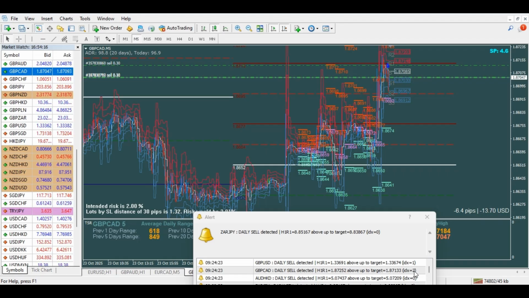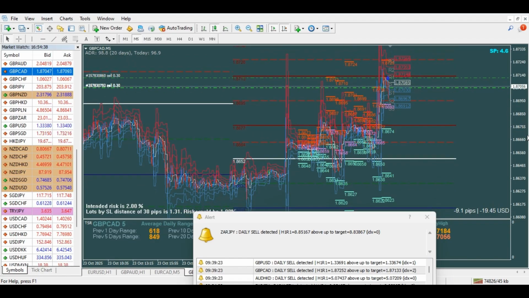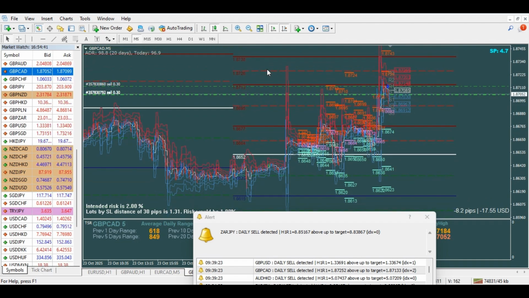The reason why it says 2 here is that the indicator will count the daily R1 as level 0, and it'll count the midpoint level between daily R1 and daily R2 as 1, and then it counts daily R2 as 2. It counts the midpoint level between daily R2 and daily R3 as 3, and it counts daily R3 as 4. So 0, 1, 2, 3, 4. So right now it's referring to this level. So this is the target level.